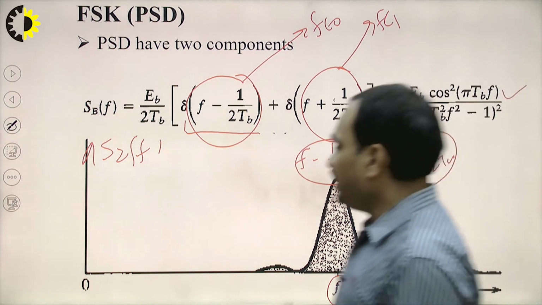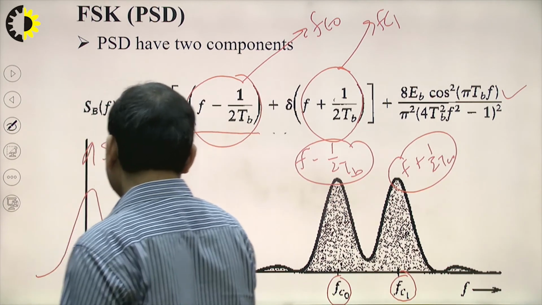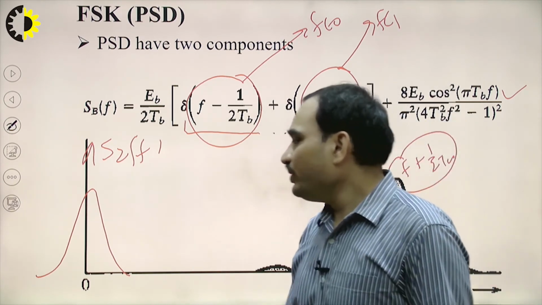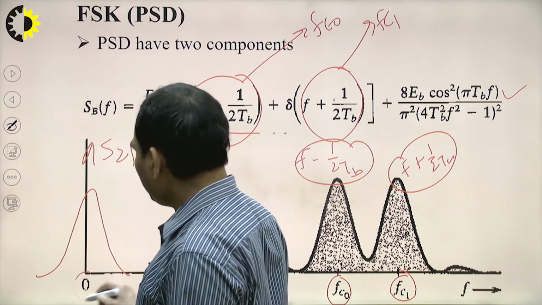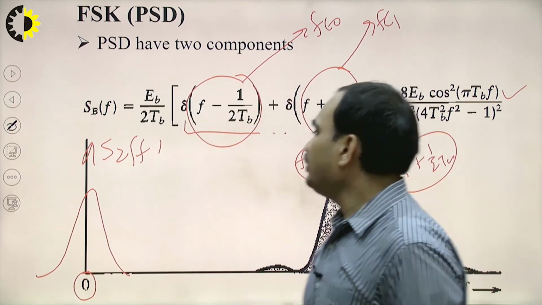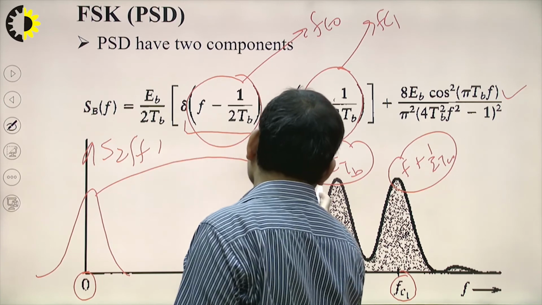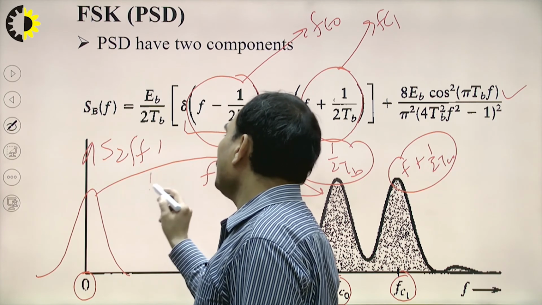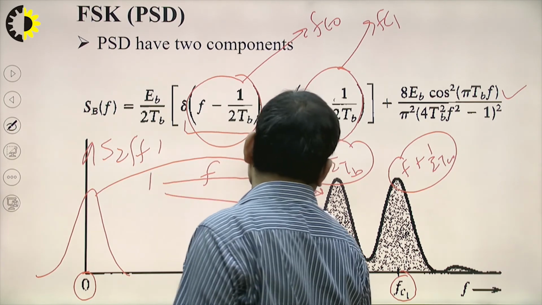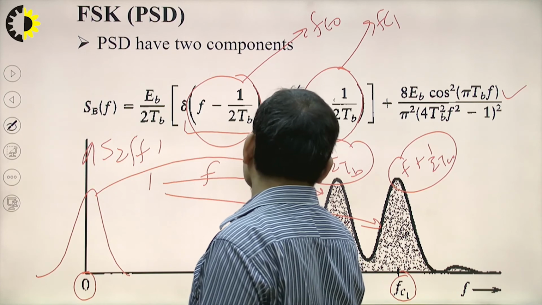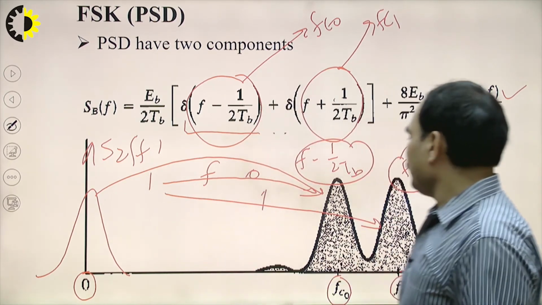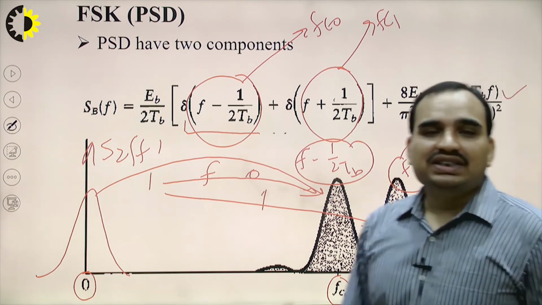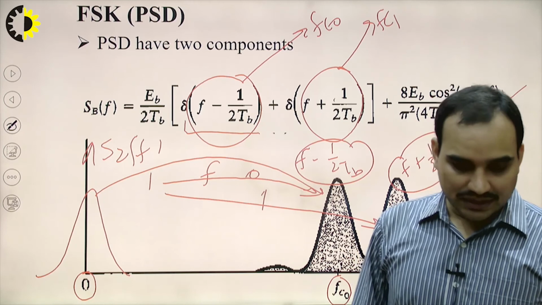Initially, for the data with a rectangular pulse, we have the sinc function at 0 frequency, or you can say DC. But due to the modulation with the high frequency carrier, this data stream of ones and zeros is split into two. This is for 0, this is for 1. So this is the power spectral density representation of the FSK signal.